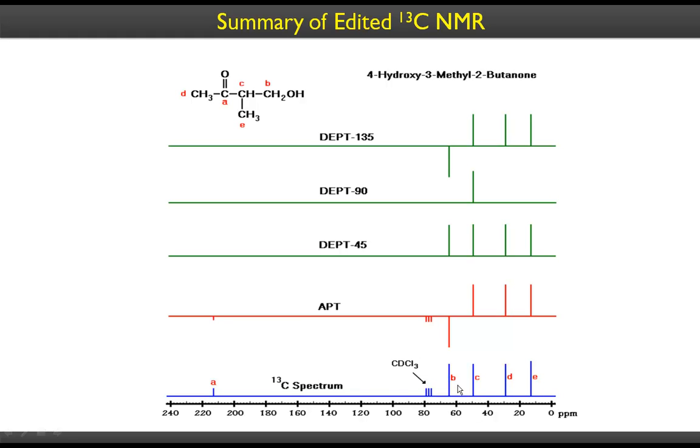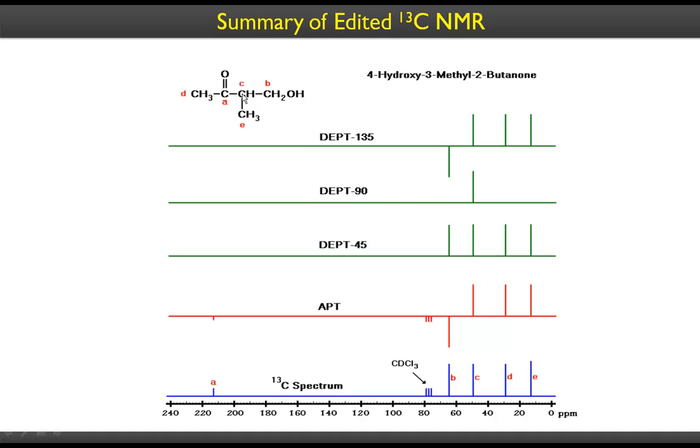This broadband decoupled spectrum is showing 5 peaks, leaving the CDCl3 solvent peak, and in the APT we see one going down, that must be methylene. These are either methyls or methines. This one is seen here, so that is quaternary. How do I know that's quaternary? Because that is missing in all of these 3 DEPT spectra, so that must be quaternary.